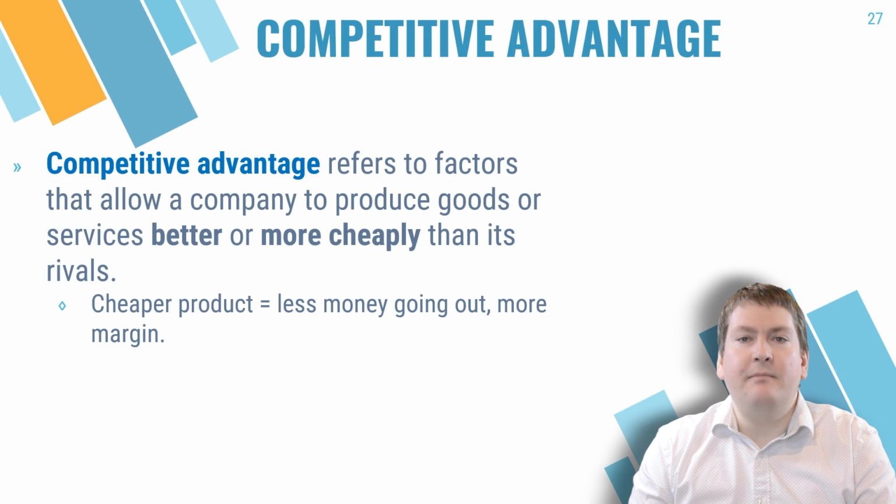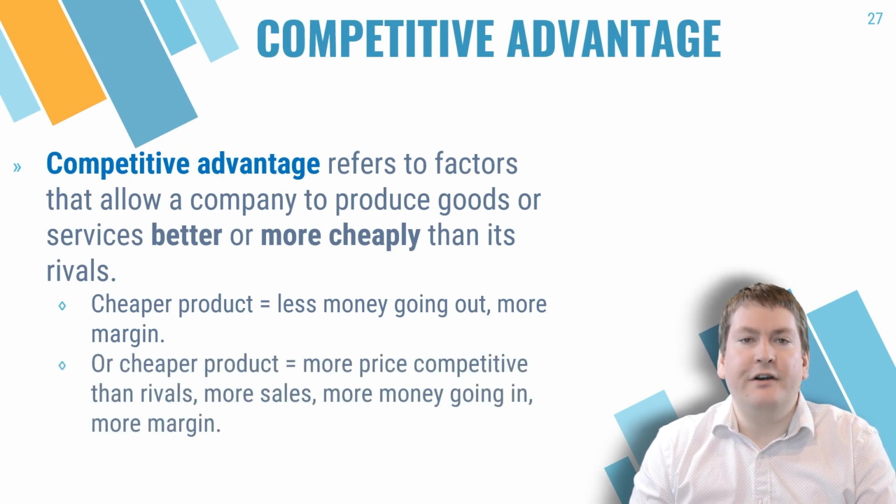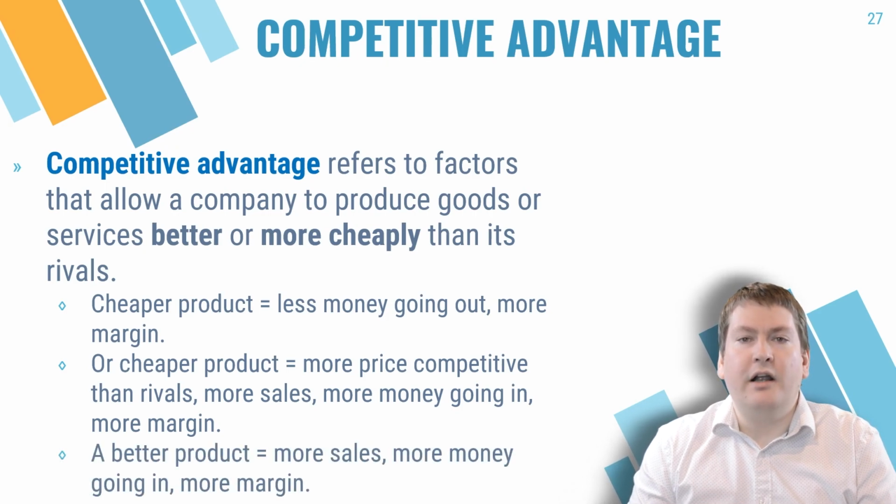Well, if we can manufacture our products more cheaply, that means less money going out, which means more margin for our business. Or alternatively, we could pass that savings on to the consumer and be more price competitive than our rivals. This could mean more sales, more money coming in, and thus more margin. Also, a better product potentially means more sales, which again means more money coming in and more margin.